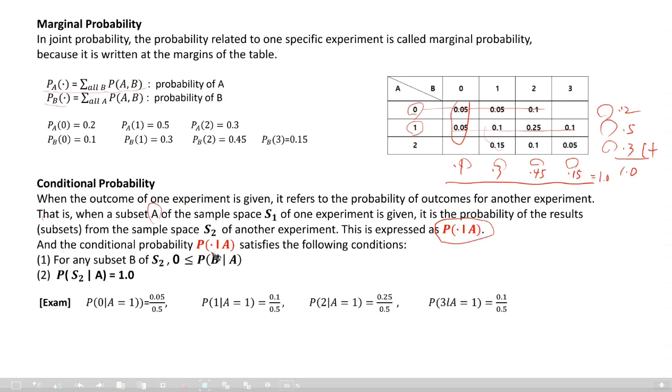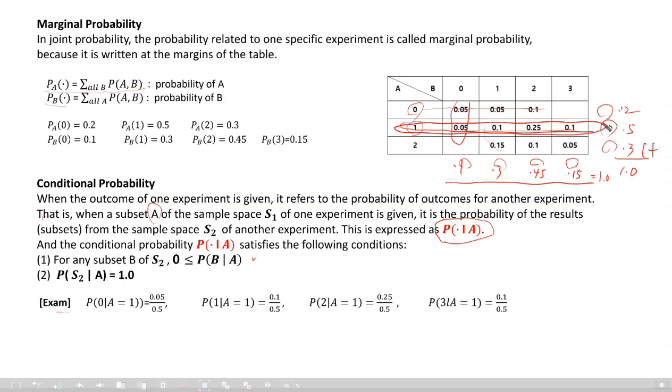The conditional probability satisfies the following conditions, like the probability definition. For any subset B of S2, where S2 is the second experiment, that conditional probability value should be greater than or equal to 0, not a negative value. This is a property of a probability. And A is given, a subset of S1. The probability of S2 should equal 1, right? For example, A equal to 1 is given.